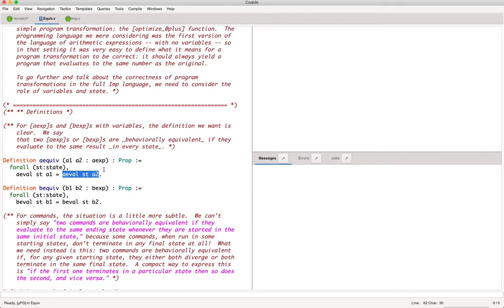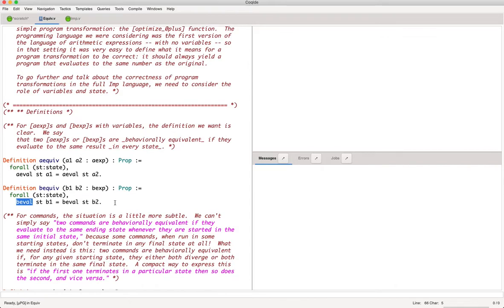Okay, so the same holds for Boolean expressions. So bequiv is exactly the same thing, except it's using the Boolean evaluation, and so what it's going to be comparing here is Boolean values instead of natural numbers, but the idea is the same.